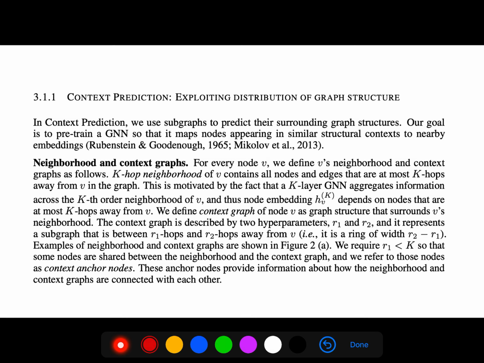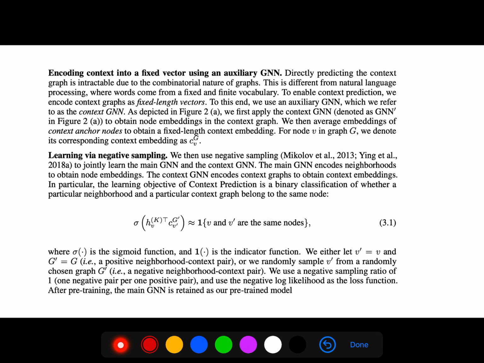For every node, we define the neighborhood and context graph as follows. The K-hop neighborhood of a node V contains all nodes and edges that are at most K hops away from V in the graph. And they learn via negative sampling. We use negative sampling to jointly learn the main GNN and the context GNN.